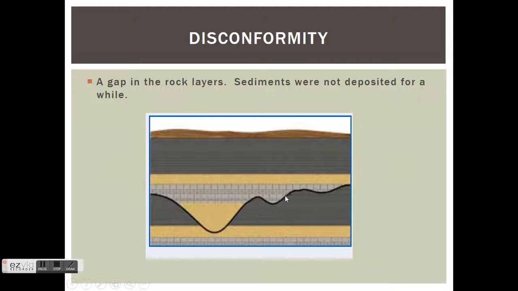So this is an example of a disconformity, and again, you don't have to know the differences between these, but we can see that this layer and this layer doesn't match up. This kind of jagged black line represents a border between these layers of rock and these layers of rock. So there's a gap in time between the top part of our bottom section and the bottom part of our top section met together.